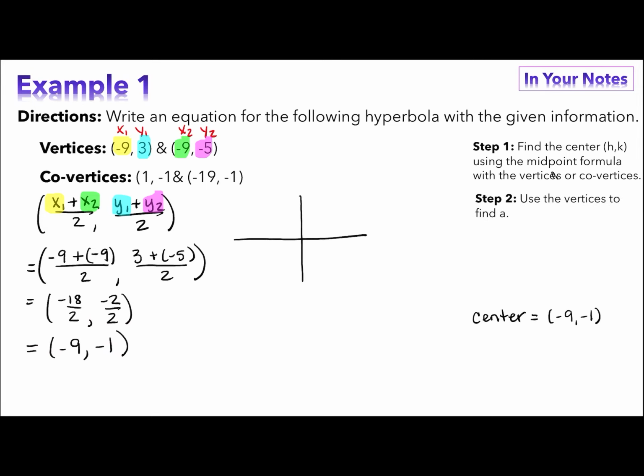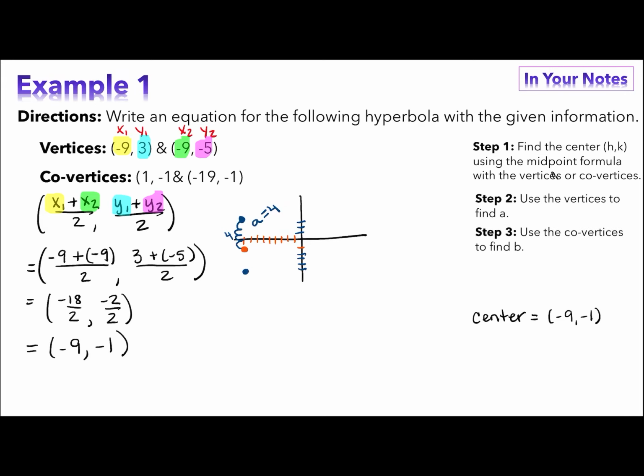Now we got to use the vertices to find A, so doing a rough sketch. Once again, we got to first plot our center, okay? Our center is -9, -1. So what I did is I went left 9 and then down 1. Now we got to plot our vertices. So our vertices are -9, 3. So I went left 9, up 3, and then -9, -5. Left 9, down 5. Remember, the letter A is the distance from the center to the vertice. So I had to count what that distance was. As you can see, I counted and it was 4. That means A is 4.